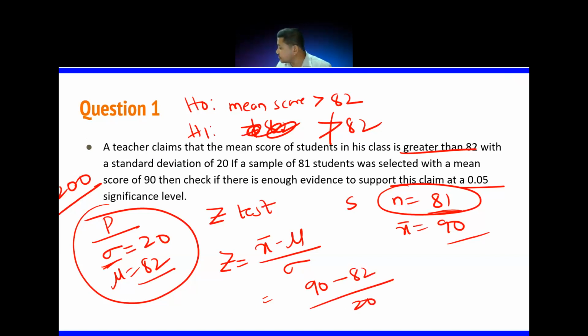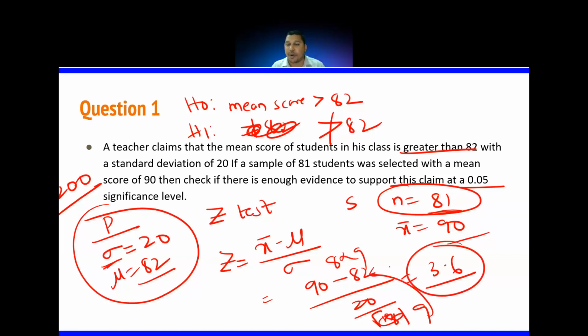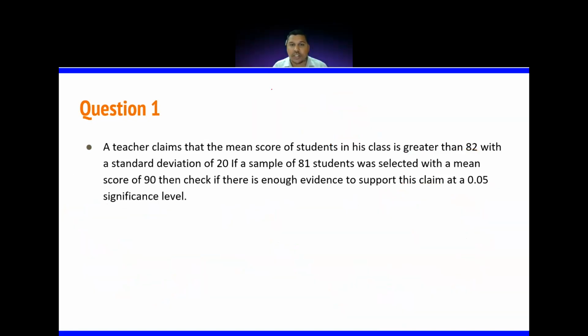By 20, here also we have to use square root of n. If you calculate this Z value, I can directly calculate and tell you, it is 3.6. N value is 81 here, so square root of 81 is 9. So 8 into 9 by 20, if you calculate, it is 3.6. So after solving this, I got Z value as 3.6.